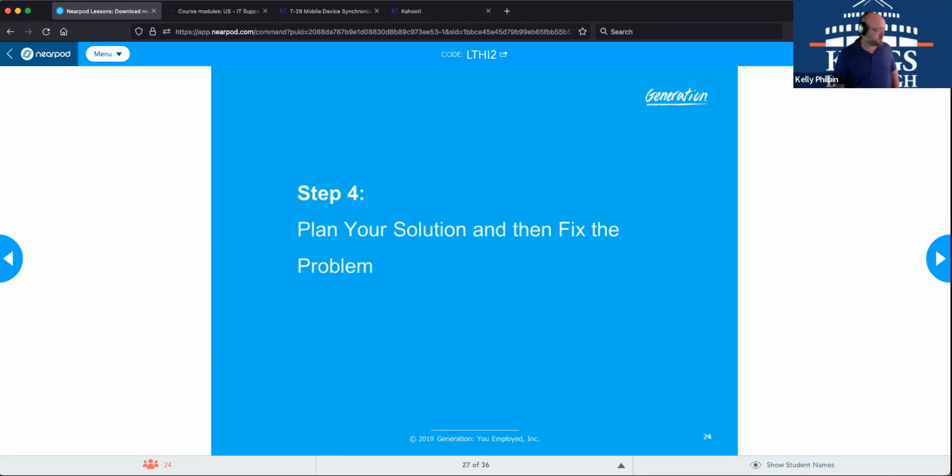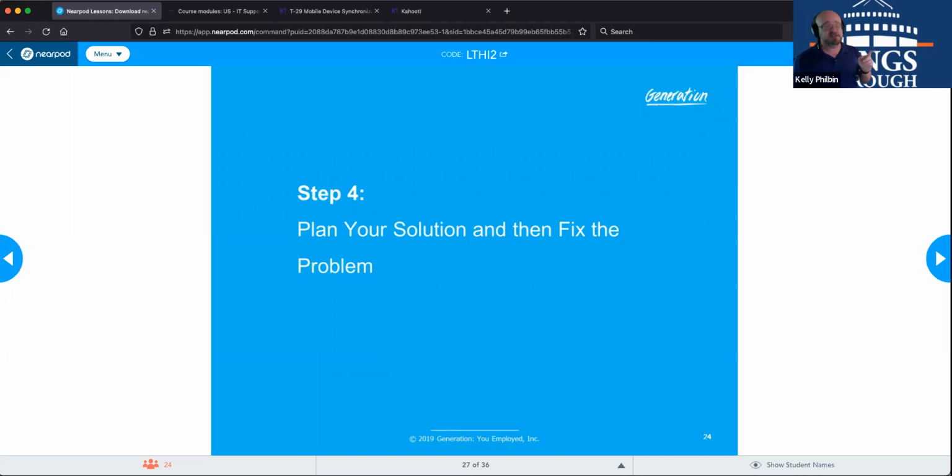So we've tested our theory. We've discovered that what we think the problem is appears to actually be the problem. At this point, we would move on to step 4. So for step 1, identify the problem. Step 2, establish a theory. Step 3, test your theory. Step 4, we now are going to plan for your solution and fix the problem.